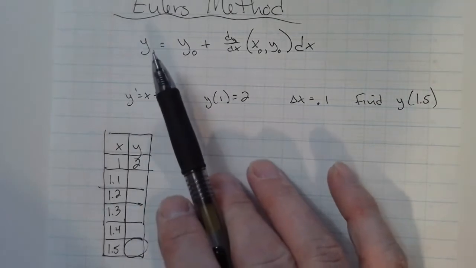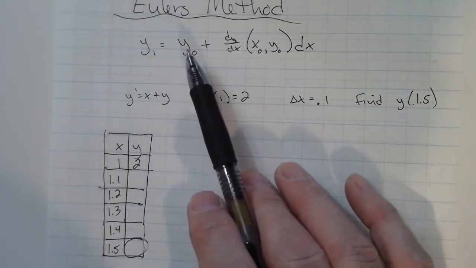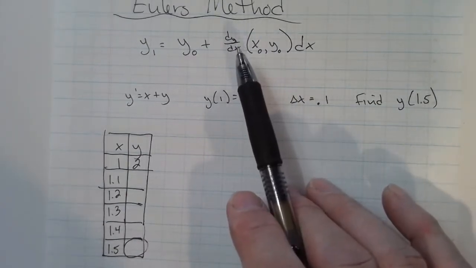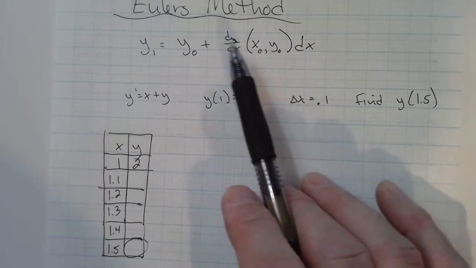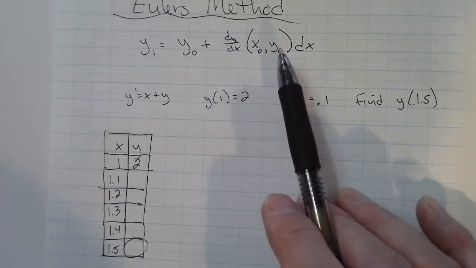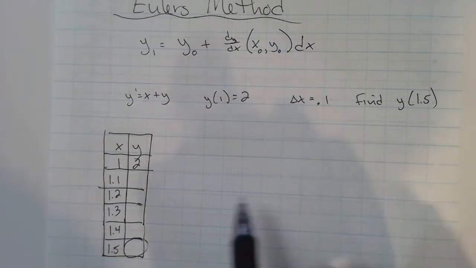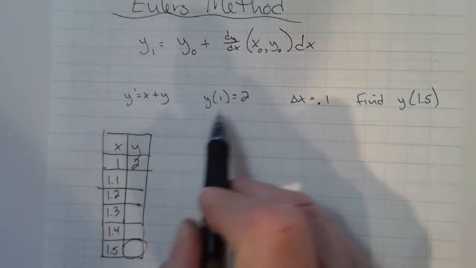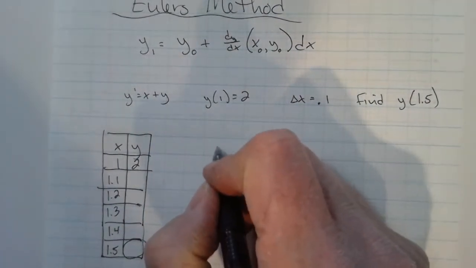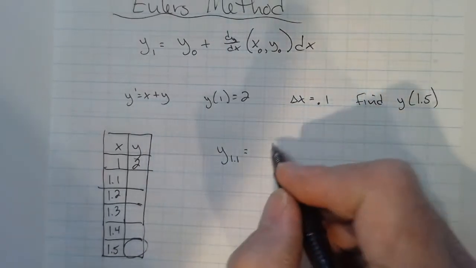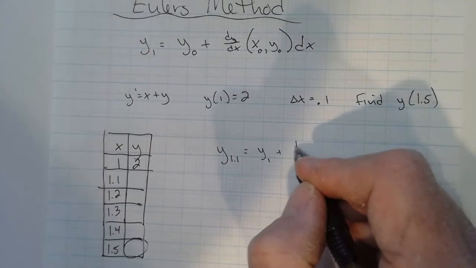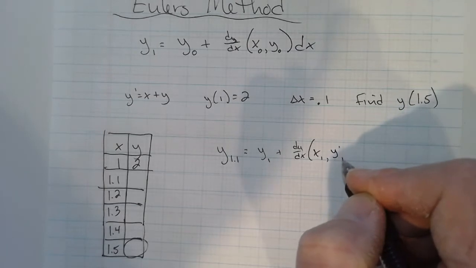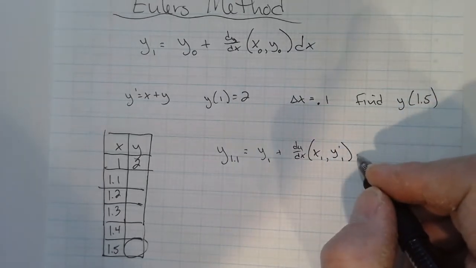So the formula to find the next y value is: you take the current y value and you plug your current x and y value into your differential equation. So this is not dy/dx times this, it's dy/dx of x0, y0, and then times dx. So to find out what we know, y of 1 is 2. So what is y of 1.1? Well, that's equal to y of 1 plus dy/dx of x sub 1 comma y sub 1 times dx.